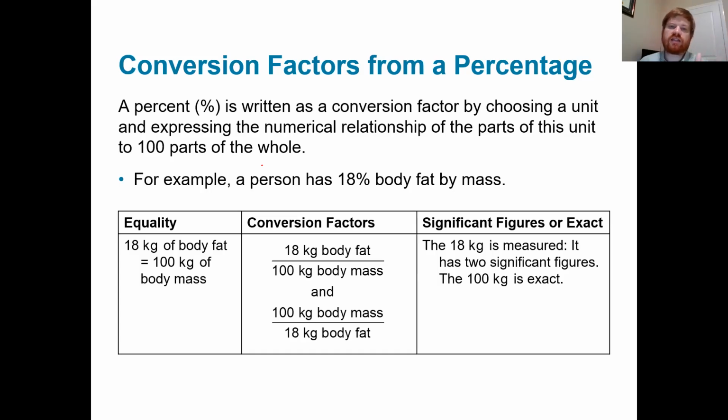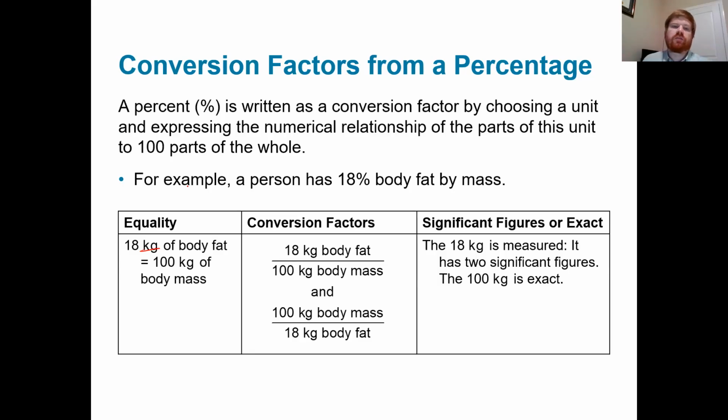So if you say that a person has 18% body fat by mass, that means that they have 18 grams or kilograms of body fat for every 100 grams or kilograms of body mass. Now, it's given to you in the equality in terms of kilograms. So in other words, there's 18 kilograms for every 100 kilograms of body mass. Thinking in terms of, let's say that we have alcohol sanitizer that's 75% alcohol, and that's by volume. In that case, we would have 75 milliliters of the alcohol for every 100 milliliters of the solution.